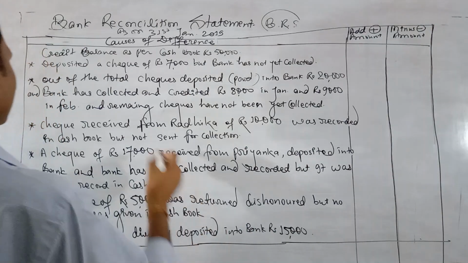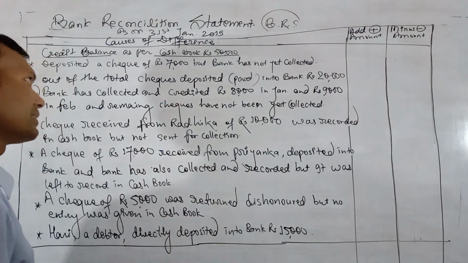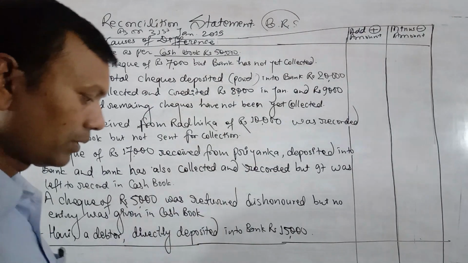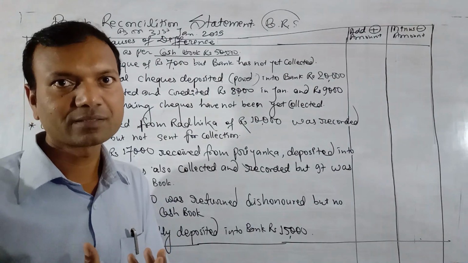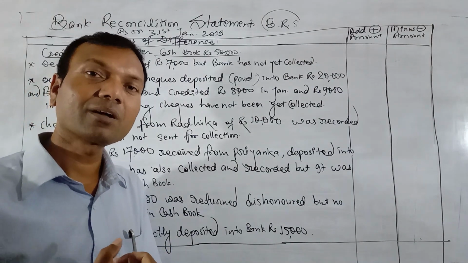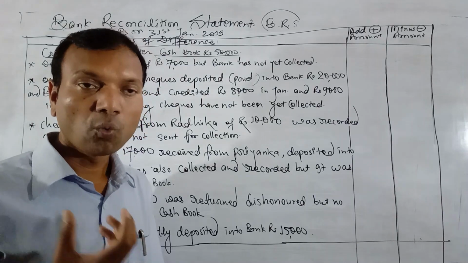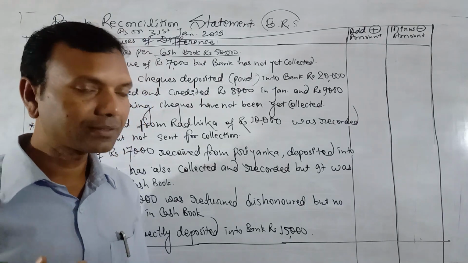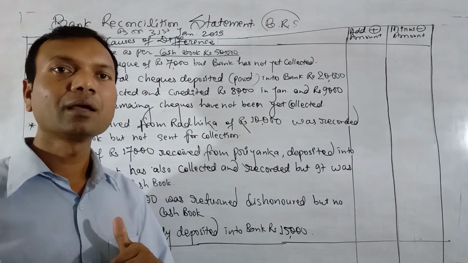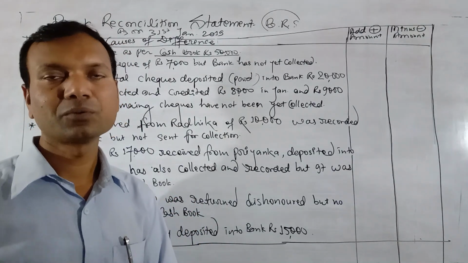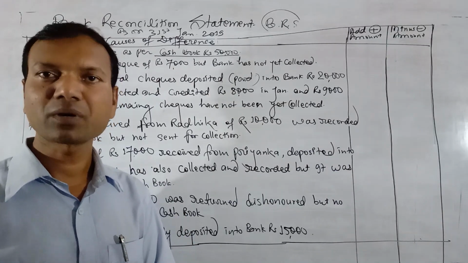First one, credit balance as per cash book is given. Credit balance. What is it? Is it favorable balance or unfavorable balance? When there is debit balance, that is favorable balance. When there is credit balance, that is unfavorable balance. We have taken more money from bank than the balance we had. It means this is overdraft as per cash book.